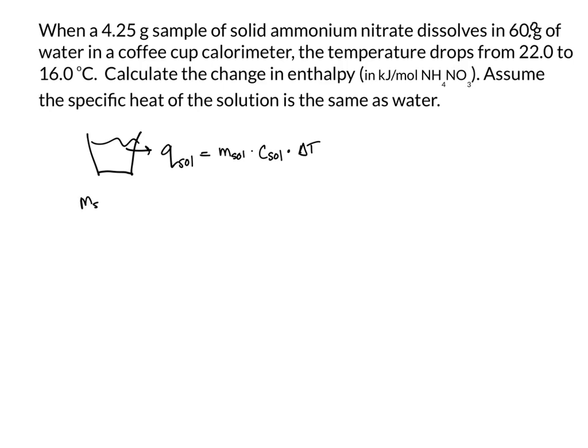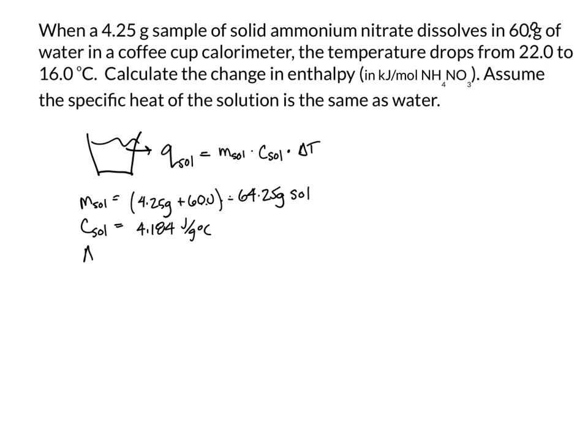So the mass of our solution is going to be equal to the sum of the components of said solution. So we know we have 4.25 grams of our ammonium nitrate, and we have 60 grams of water. So that's going to give us 64.25 grams of our solution. They told us that the specific heat of our solution should be assumed to be the same as pure water, so we're going to plug in our 4.184 joules per gram degree Celsius.